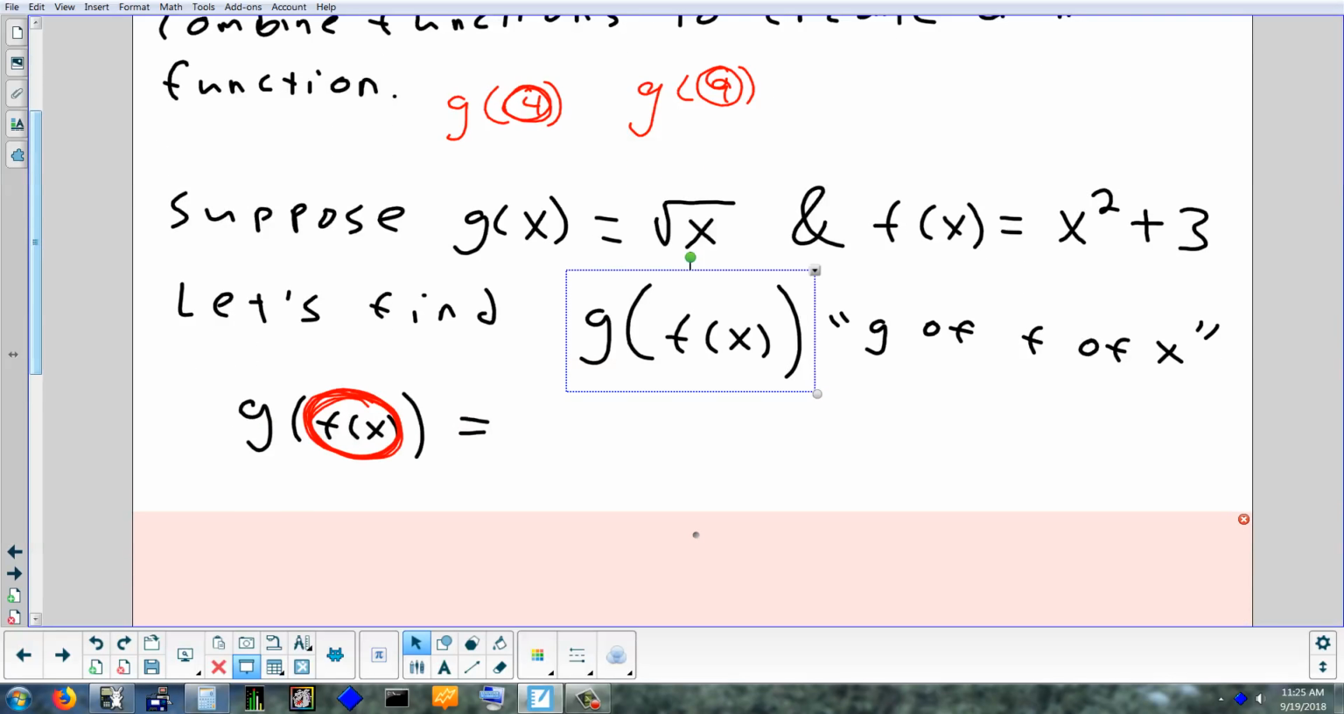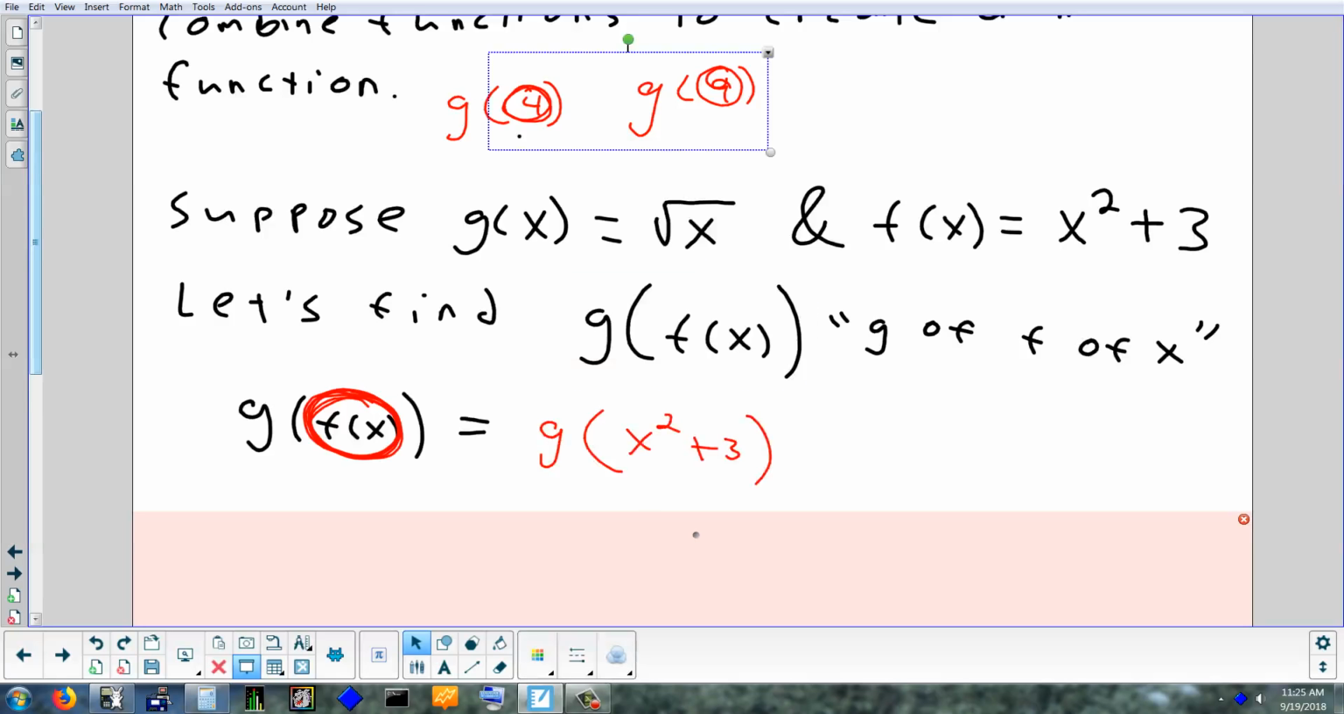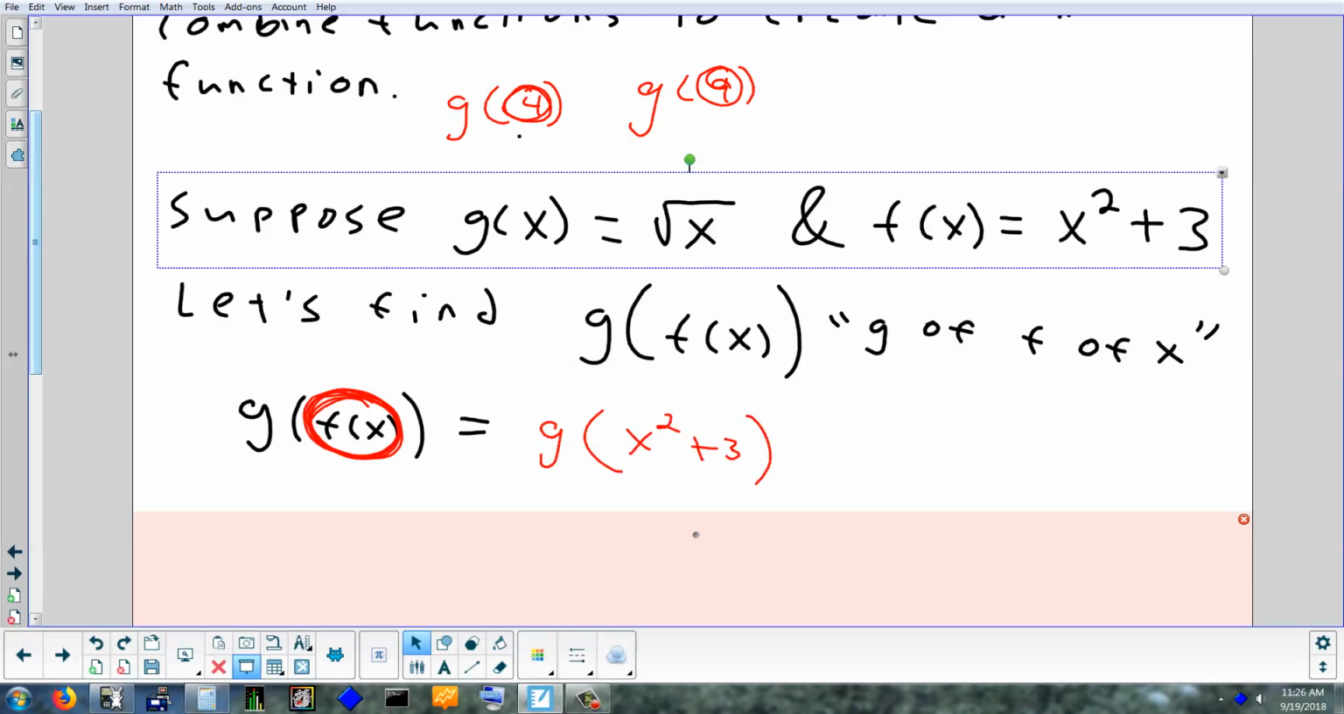So let's write out what we have. G of. Now go up and look at what f of x is. X squared plus 3. So if this was a number like 4, you'd plug 4 in for x. If it was a 9, you plug 9 in for x. If it's an x squared plus 3, you're going to plug in an x squared plus 3 for x. So you're just plugging something in for x.